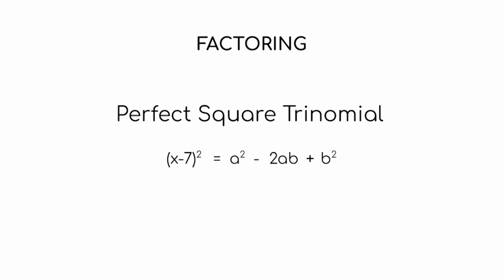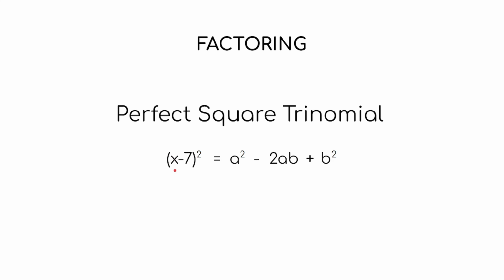Here I have another example, but this time we're going to be subtracting. X minus 7 squared is the same as a minus b squared, and we know that that's equal to a squared minus 2ab plus b squared.